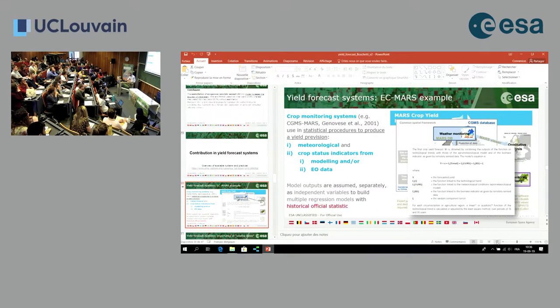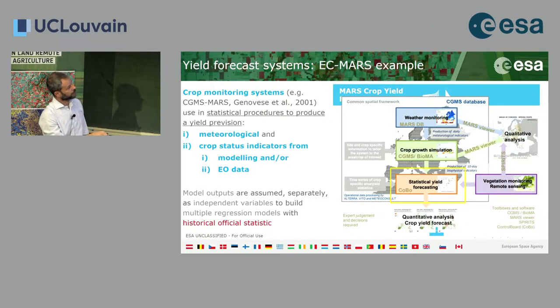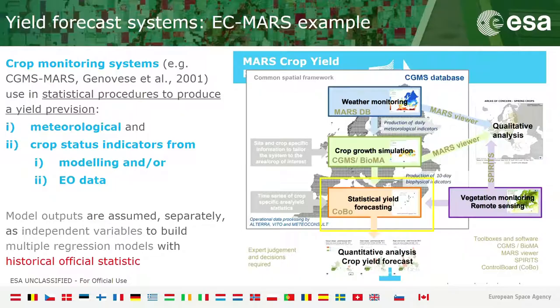So I skip the part, and I leave just the last one, the material you will have there, which is related to the yield forecast system. For one reason: we spoke about the empirical approach, the Monteith approach, and the yield forecast simulation in crop models. But the yield forecast system is much more complicated. This is an example of what has been done in MARS in Europe. The estimate is done by a statistical relation of several indicators from the meteorological solution, from the modeling, from the Earth observation information.